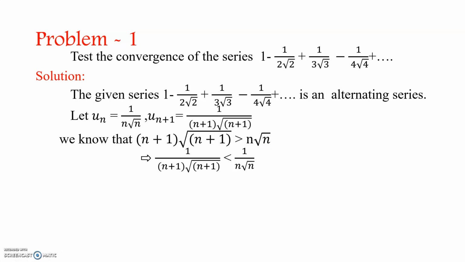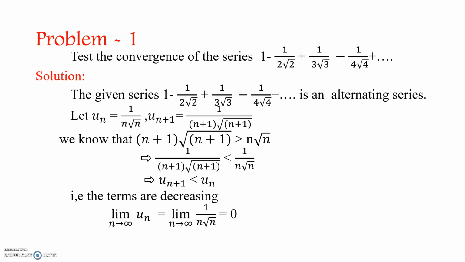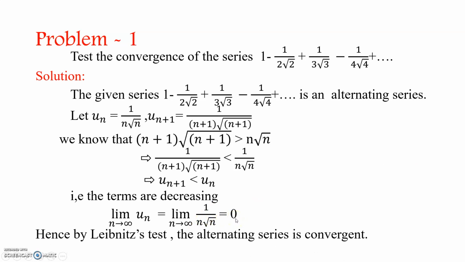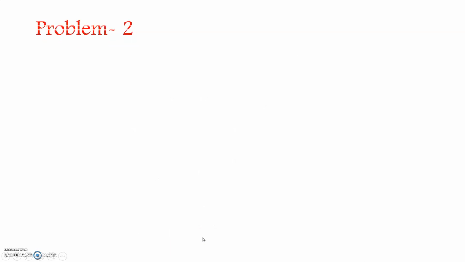which implies if you take the reciprocal of these two terms, we get 1 by n plus 1 into root n plus 1 is less than 1 by n root n, which implies un plus 1 is less than un. That is, the terms are decreasing. Limit n tends to infinity un is equal to limit n tends to infinity 1 by n root n. If you apply n is equal to infinity, 1 by infinity value is equal to 0. Hence, by Leibniz test, the alternating series is convergent. Next problem.